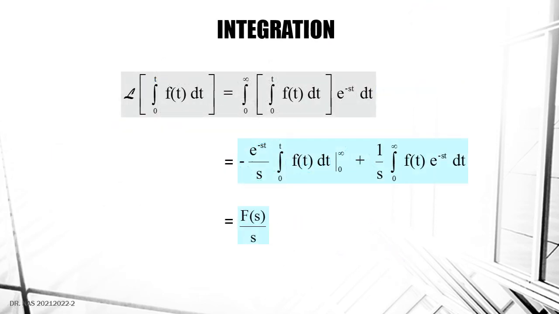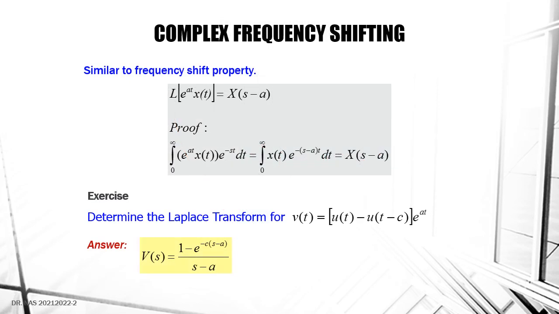Okay, next property is the integration. So refer to the table. When you have the integration of ft, in S domain it is equal to Fs divided by s. Lastly, complex frequency shifting. So when you have shifting in frequency, you'll be having an exponential function multiplied with your signal in time domain. So you can try this out.